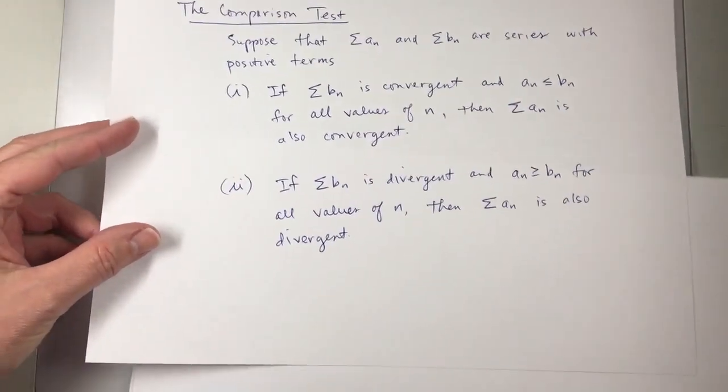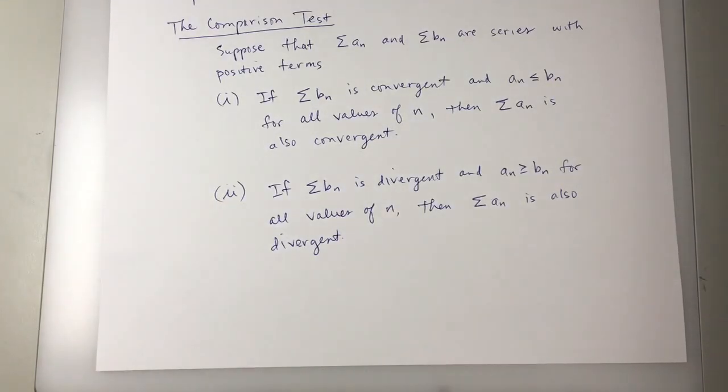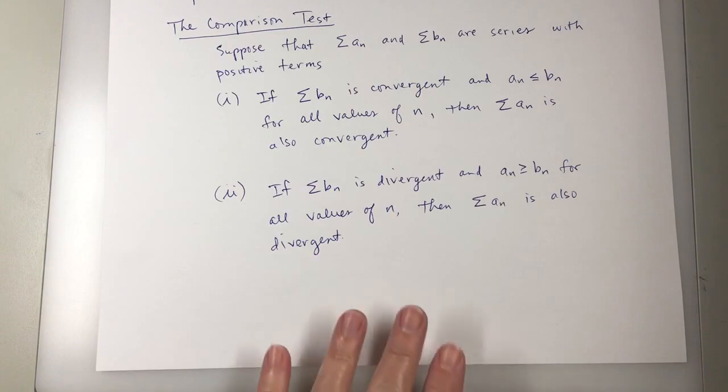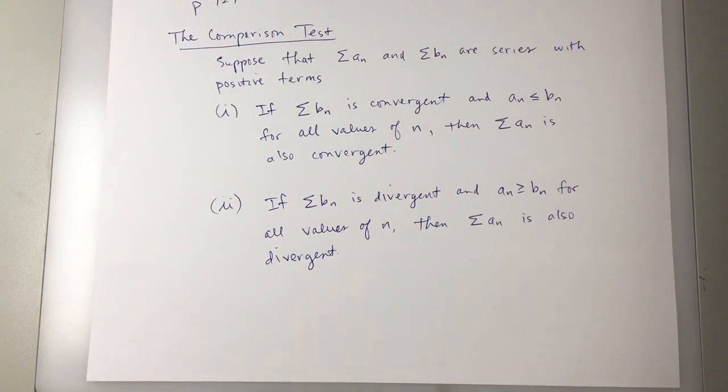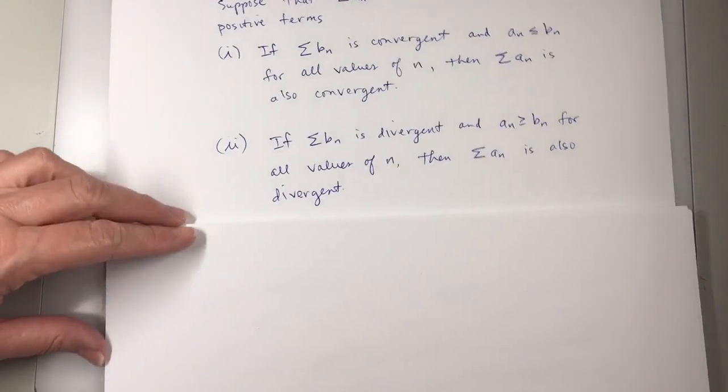All right, so for this comparison test, you need two series. Well, the problem that you're trying to figure out is going to be one of them. And the other one is something you're going to have to pull out of your toolbox of series, of things that we can use to determine if a series converges or diverges. And so what this comparison test is saying is this.